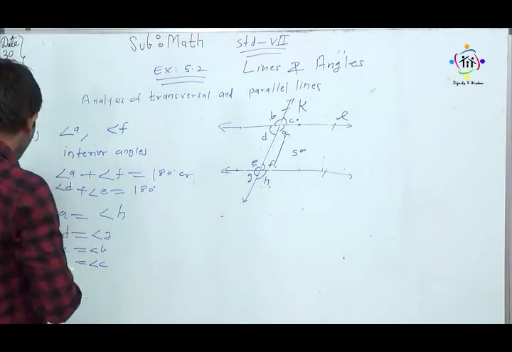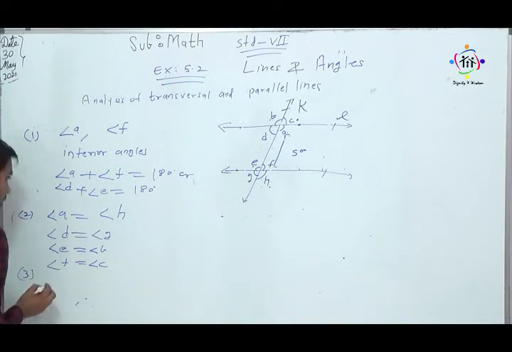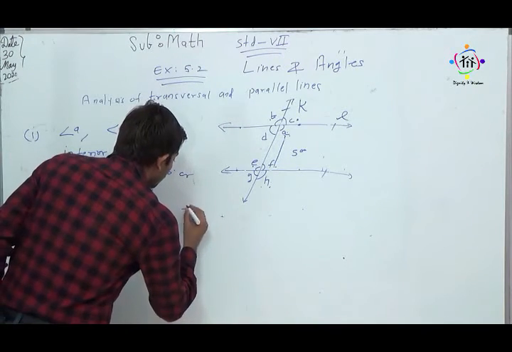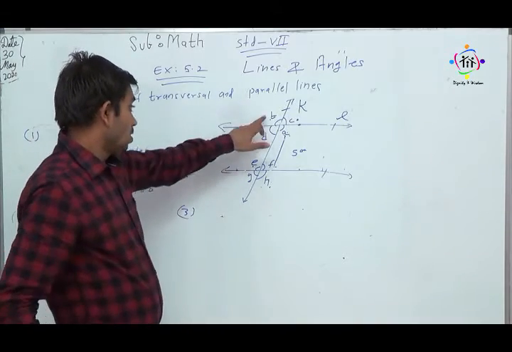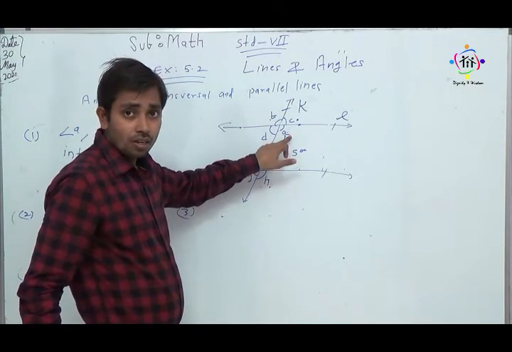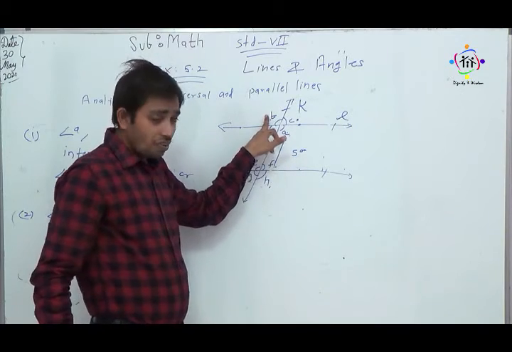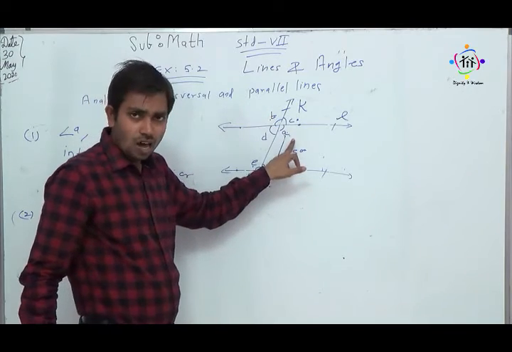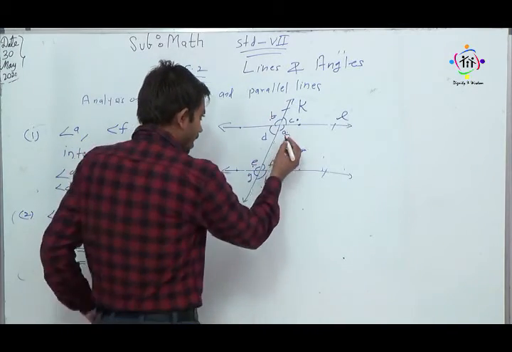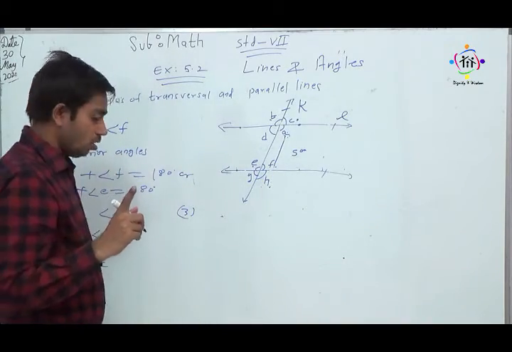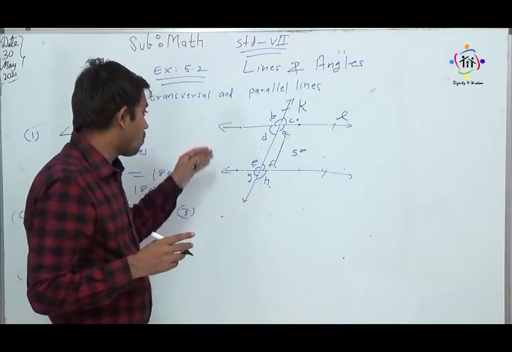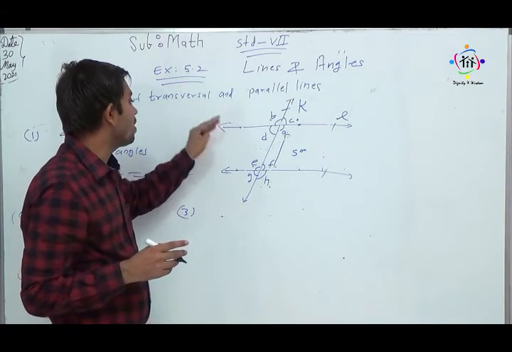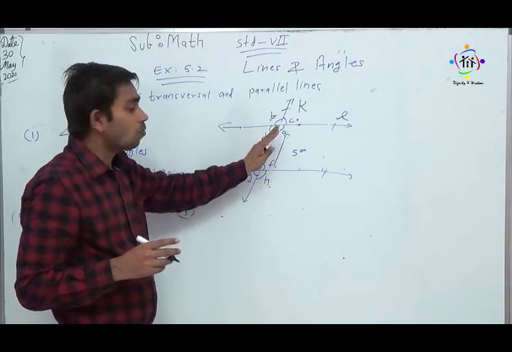Now come to the third property. What is the third property, my dear students? Let us write it here. These two are vertically opposite angles. We have seen in the theorem that vertically opposite angles are always congruent to each other. Angle A will be congruent to angle B, always remember. This property acts as a formula to do exercise 5.2. Exercise 5.2 is based on this parallel line and transversal property.